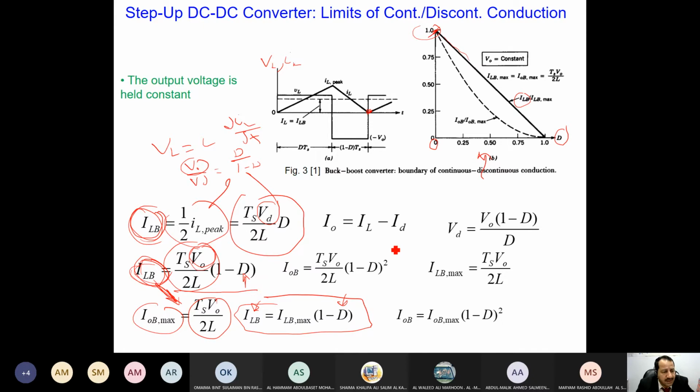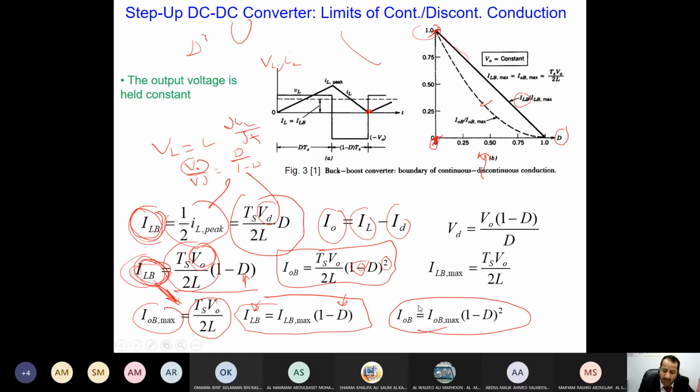The same thing for IOB. We know that IO is IL minus ID. I can also use IL here, substitute and simplify. I got this formula. Again, I can sketch it. By the way, here you can see a square, and there is a minus here. Without this one, with only D square, we know this is a parabola. But because we have the minus, we expect it to look like the exponential of minus x, as we see here, the dotted line. Also, it peaks at D equals 0. So I can find the maximum, and I can substitute again to find it in terms of IO maximum.